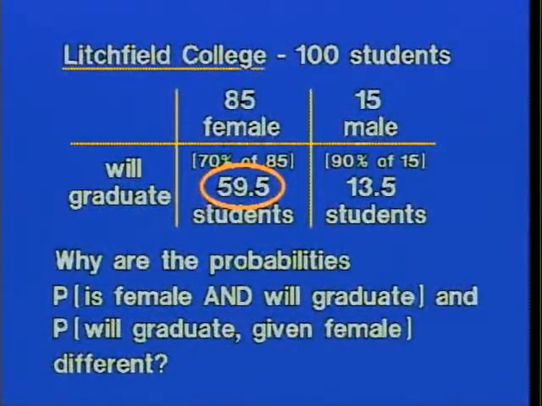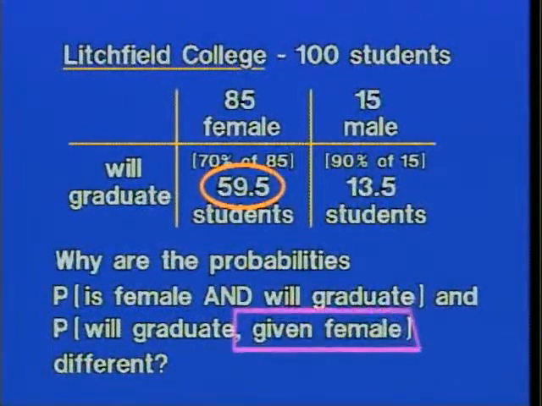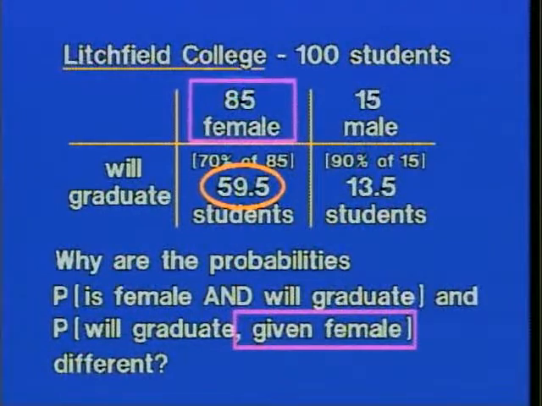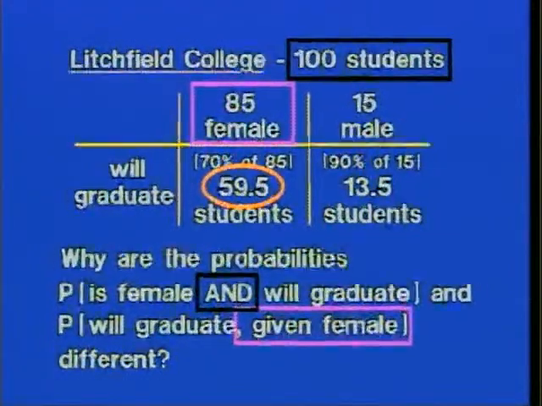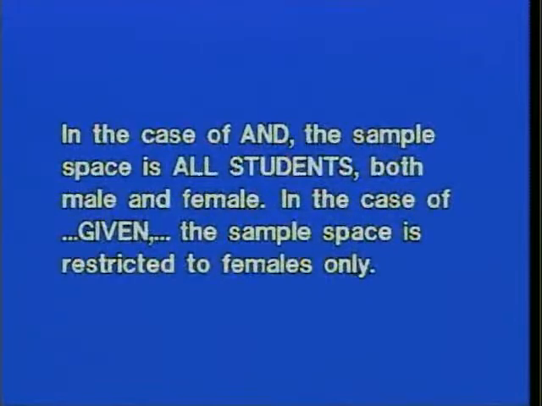All right, but when we are talking about the given female business, our sample space is only 85 people because there are 85 females on campus. So the fraction is 59.5 over 85. On the other hand, when we talk about and will graduate, just generally on the campus, we're talking about a sample space of 100 students. So the sample space is different in the two calculations, and that's the whole idea. So we can write our answer like this. In the case of and, the sample space is all students, both male and female. In the case of given, the sample space is restricted to females only.